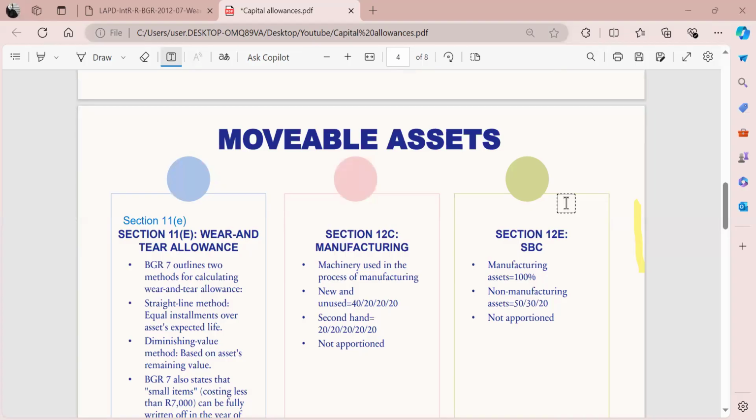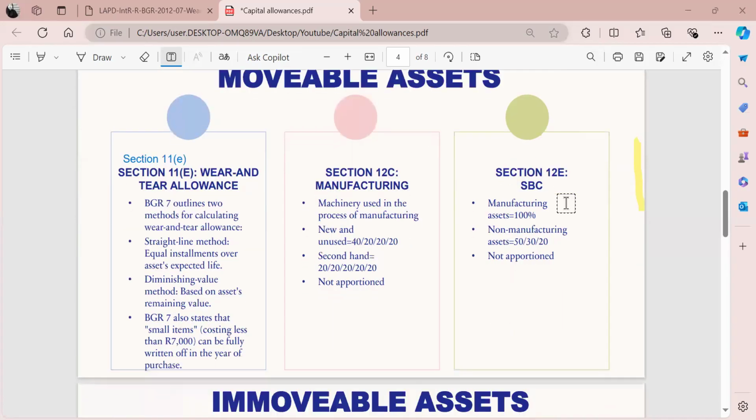Right. So let's start with section 11e for wear and tear. The binding general ruling outlines two methods of calculating wear and tear allowance. That is the straight line method, which entails equal installments over the asset's expected life, and the diminishing value method based on the asset's remaining life. So the concept of wear and tear, guys, is just like depreciation. If you know depreciation, then you shouldn't struggle with calculating wear and tear.